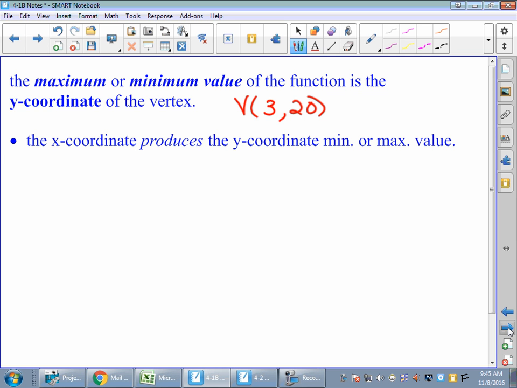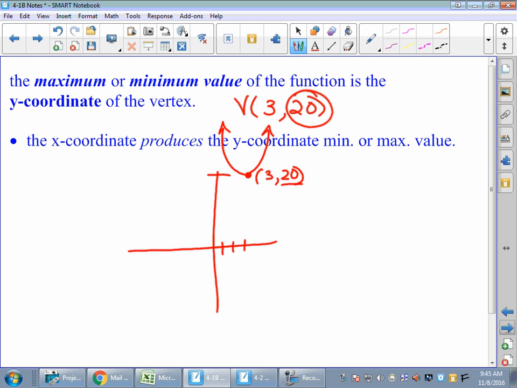So in this particular case, depending on whether this was opening up or opening down, if my vertex is at (3, 20), then 20 would be the maximum or minimum value. Now (3, 20), that ordered pair, can have two different parabolas stemming from it. If it was a (3, 20) vertex with a parabola opening up, then in this case, 20 would be a minimum value. I know we think going up means max, but the point we're talking about is the bottom of that parabola. That is the minimum point. No y value will be lower than 20. That's what you're saying there.